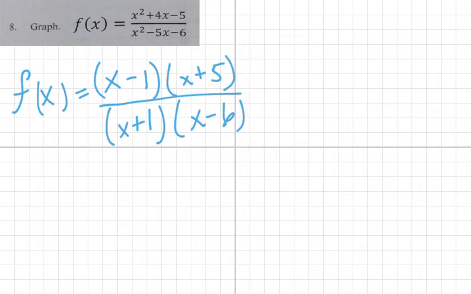Now, on this page, I'm just going to show my work, and then we're going to show how to actually graph it. All right, so for now, we're going to take a look to figure out what our vertical asymptotes are, and then we're going to graph them as dashed lines.